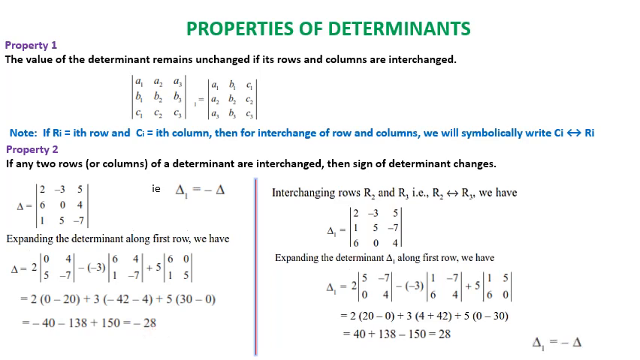So finally we can conclude that delta 1 is equal to minus delta. Means the result is clear here. If you interchange any two rows or columns, the sign of the determinant changes.